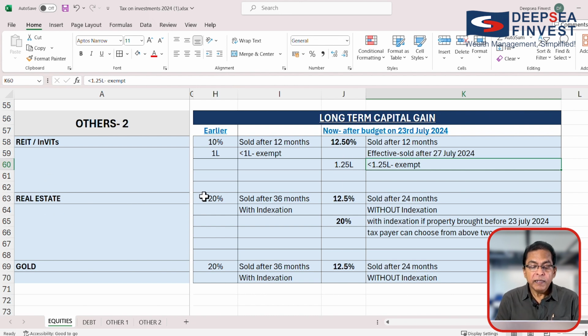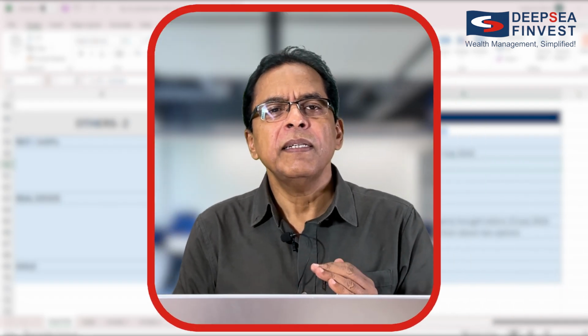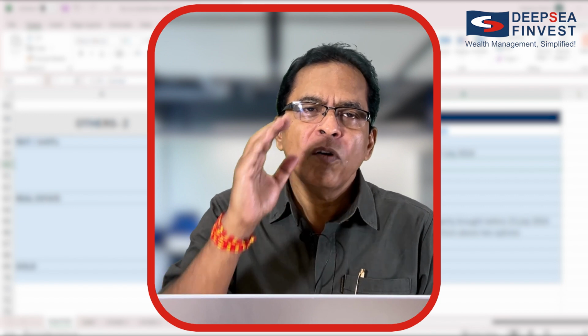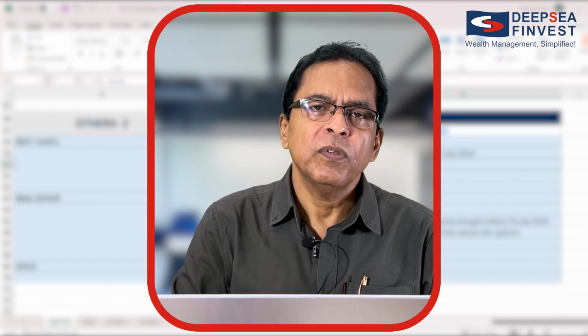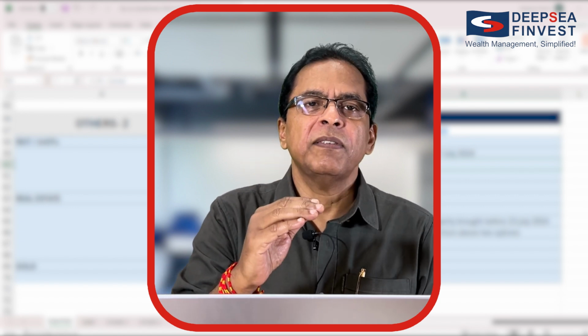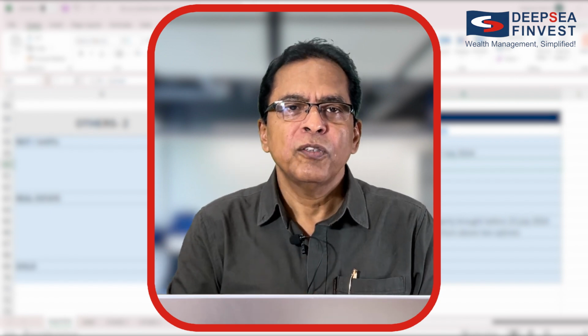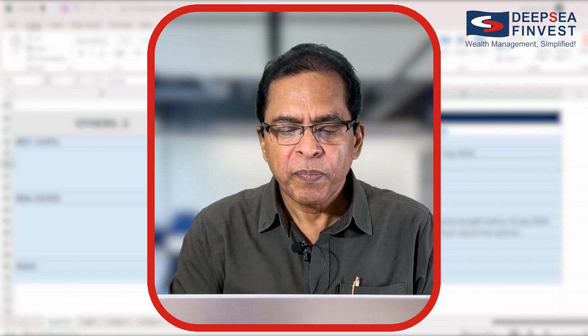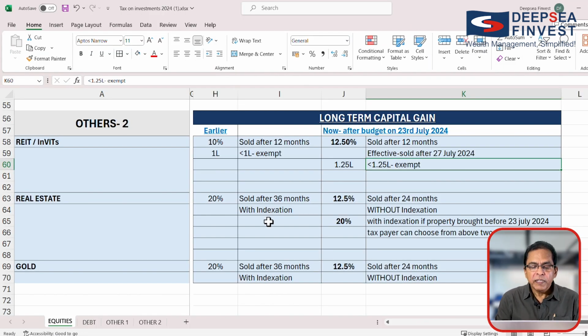Coming to real estate, earlier the tax was 20% if sold after 36 months with indexation benefit. Now what is indexation? Indexation is the benefit you get due to inflation. You buy the property long time back when the inflation was very low. Now with inflation, the purchase price of the real estate increases, so you get a benefit. So your gain reduces because of the indexation. So earlier there was indexation benefit if sold after 36 months and the rate was 20%. Now there is a change.